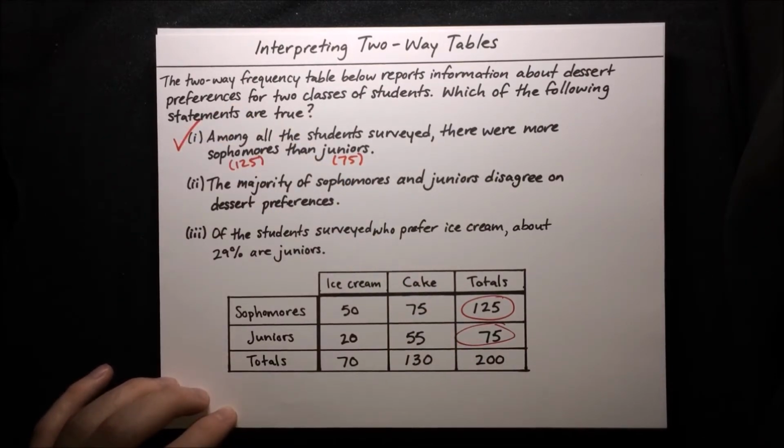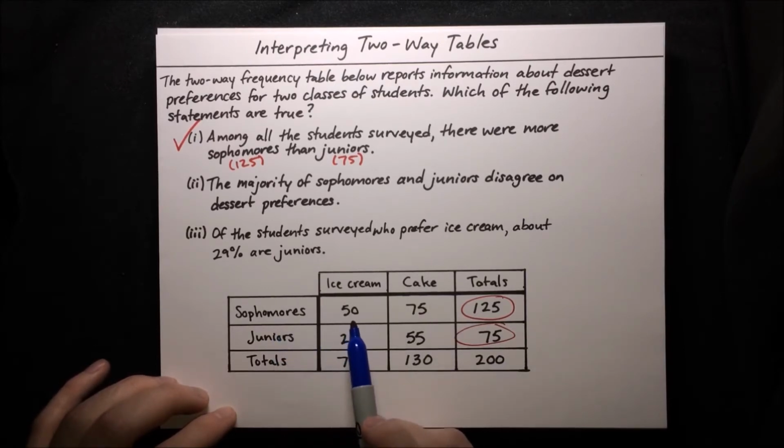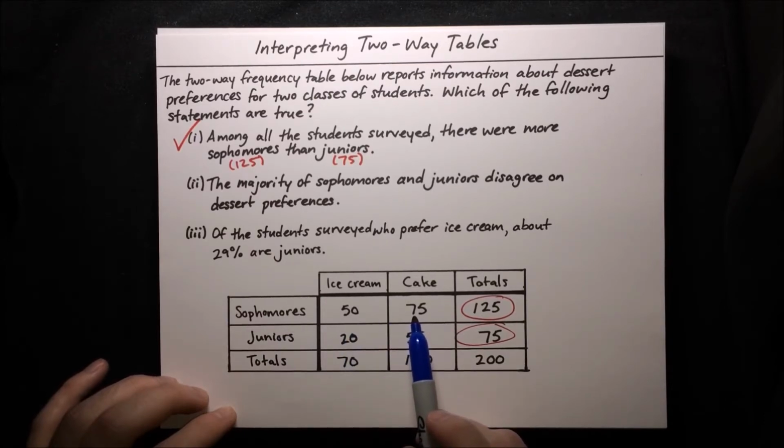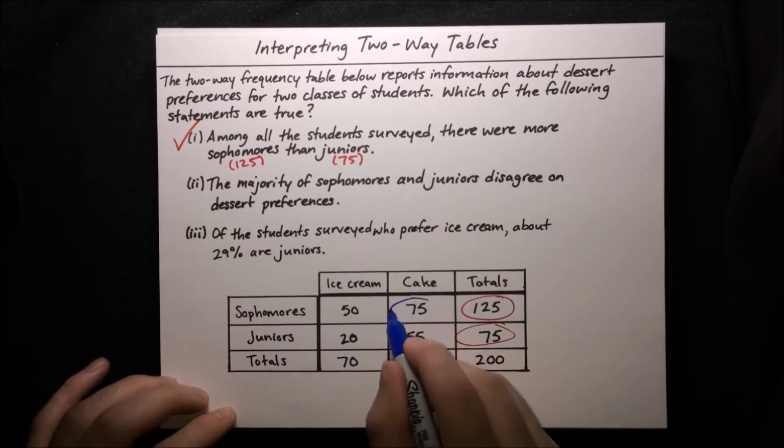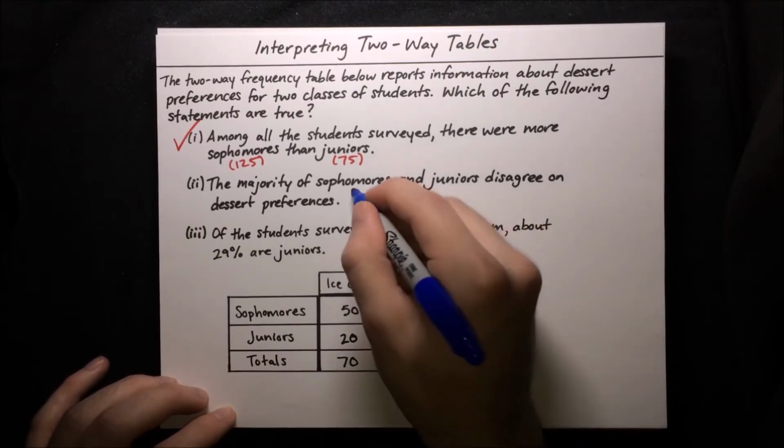Next statement, number 2, the majority of sophomores and juniors disagree on dessert preferences. Well, let's look to the table to see what each grade level prefers. For sophomores, 50 of the sophomores prefer ice cream, whereas 75 of the sophomores prefer cake. So the majority of sophomores prefer cake. Let's write that in. Majority of sophomores prefer cake.